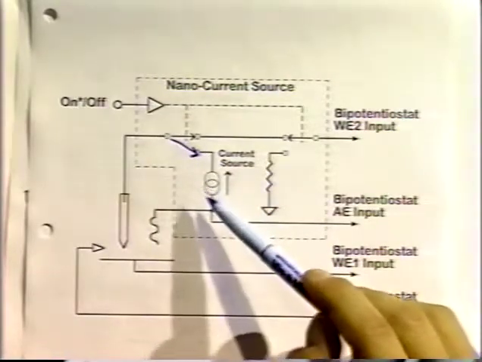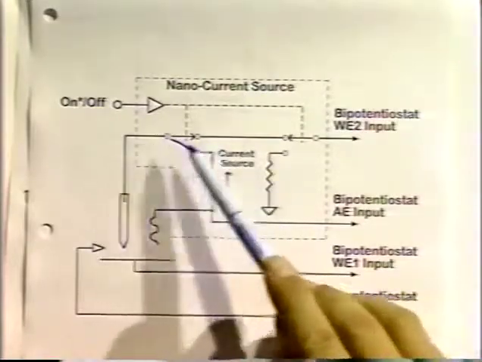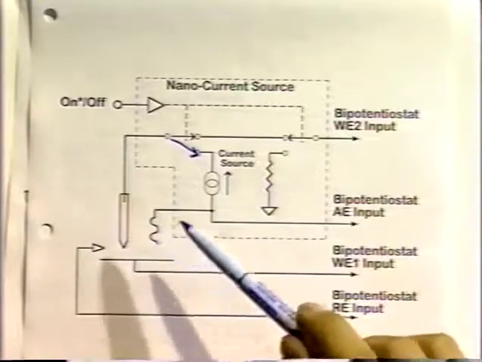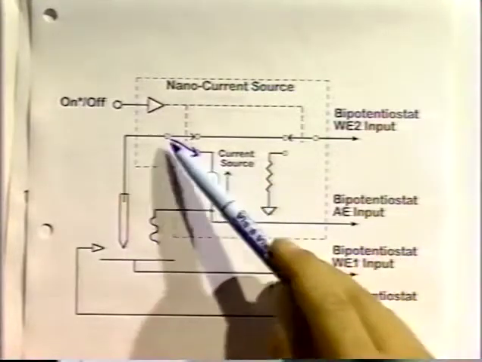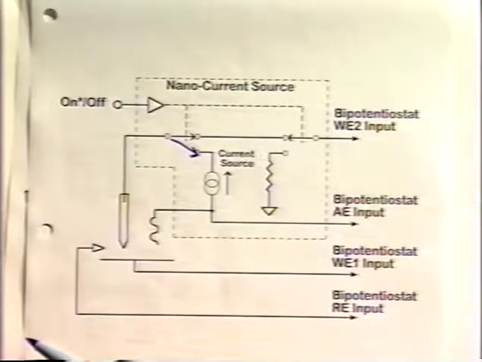So that's all a galvanostat is. It's just a current source that we can switch on and off as we need. And we may want to switch the polarity of the current source. So perhaps the current flows this way, or perhaps the current flows the other way in the circuit.